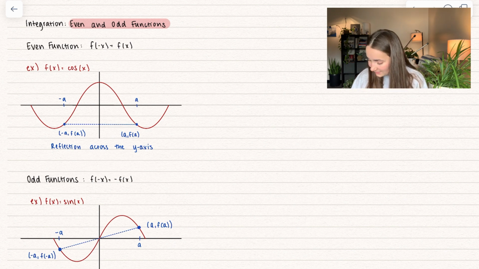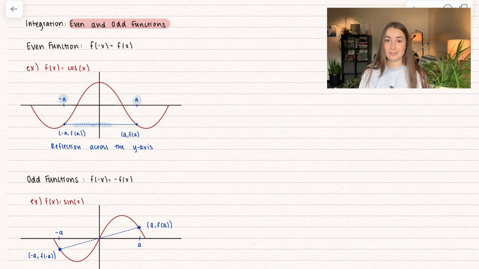So why is that the case? It's because we take our a value and it gives us a corresponding f of a. But I can plug that into negative a and I still get that same exact y value. So here the y value doesn't care if the x value is positive or negative. It's still going to give the same y value.